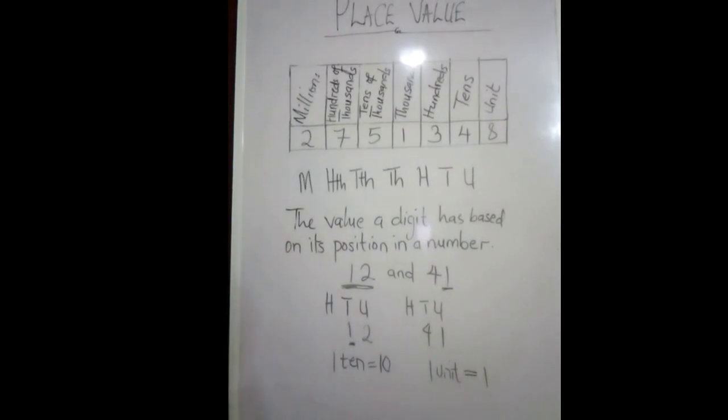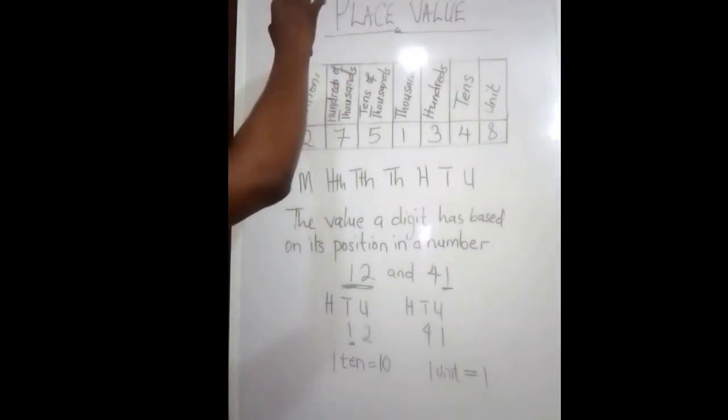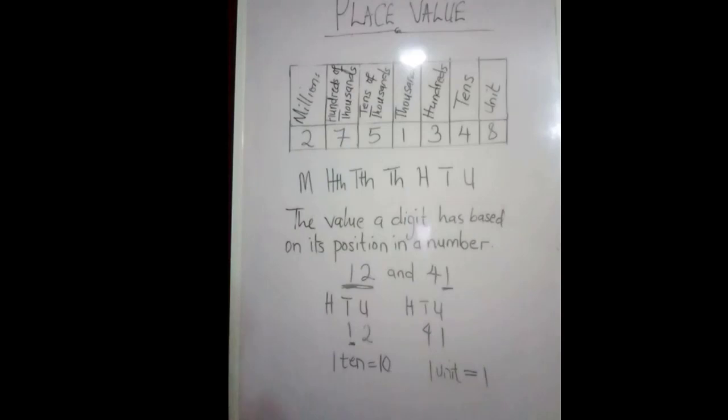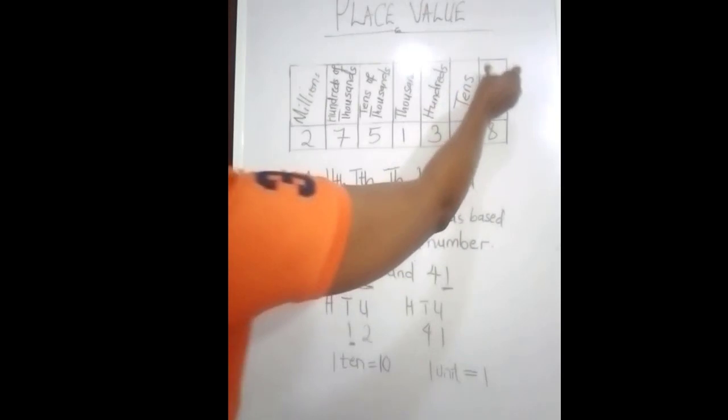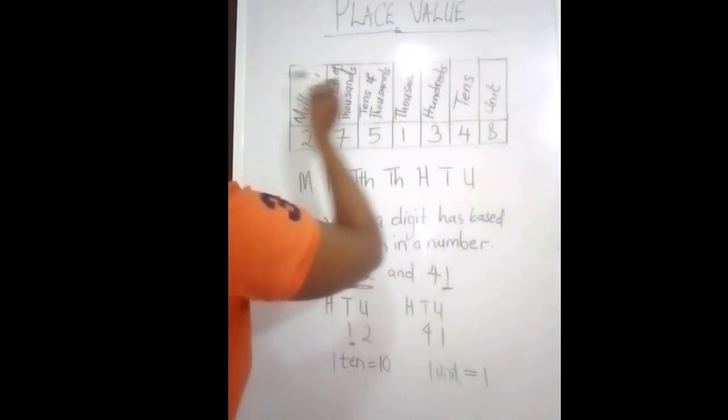So now let's quickly go back up. Here you see a chart. There's a chart I have drawn out here. It's called the place value chart. This is known as the place value chart. It helps you to understand the different positions the numbers can occupy.